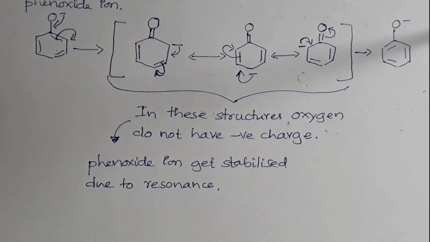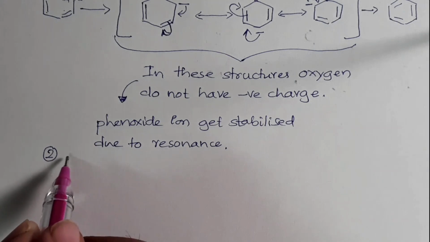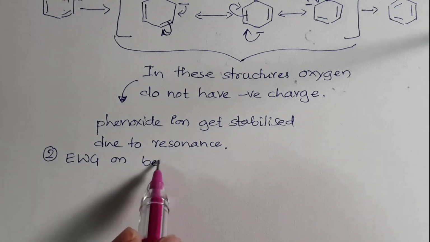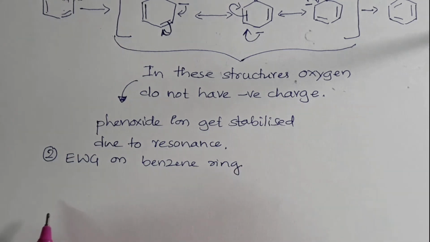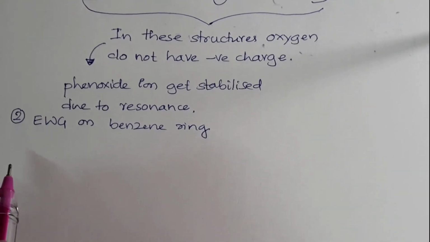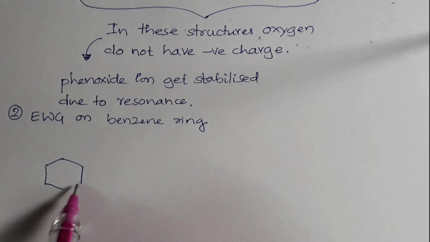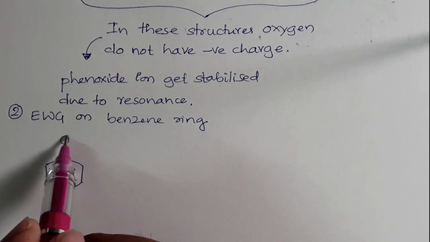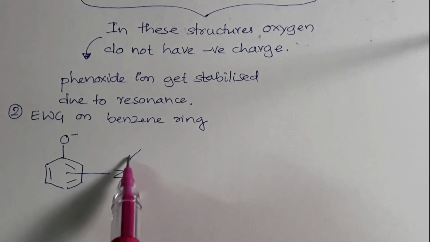Okay, there is another method, that is the second one. We can write the second one, that is placing electron withdrawing group on benzene ring. This is also one method, and by that we can stabilize the phenoxide ion. Now here is phenoxide ion, okay, and here is O minus. Now there is some group attached here. Group Z is an electron withdrawing group.